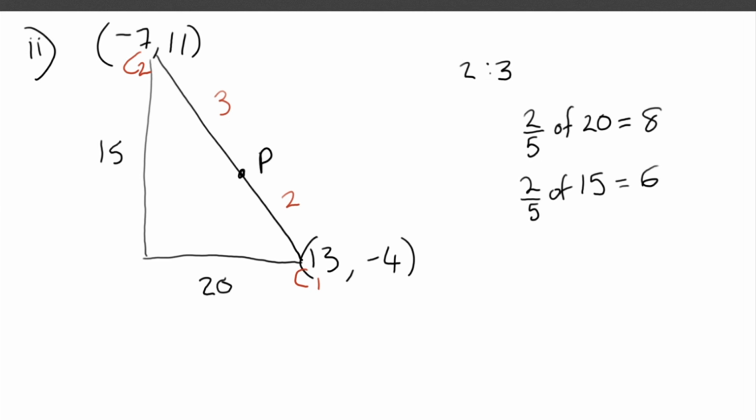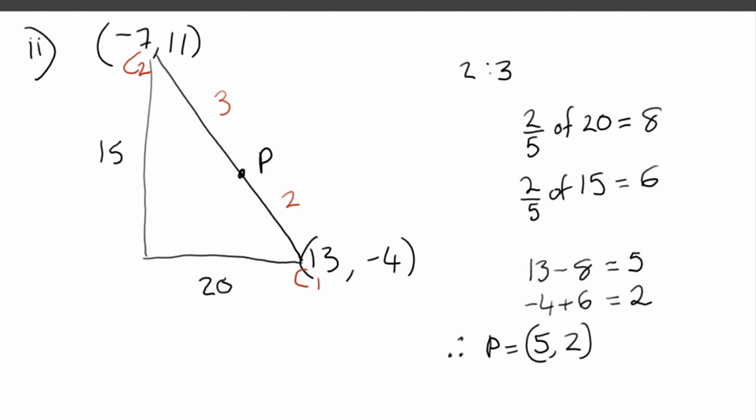So what I'm going to do now is, instead of moving 20 places to the left, I just want to move 8 places to the left. So I'm going to start off with my x value of 13 and I'm going to subtract 8. And I get 5. Then instead of moving up 15 places, I only want to move up 6 places. So I'm going to do minus 4 plus 6, which is 2. That means the coordinate of P is 5, 2, because 5 would be how far across you go, and 2 is how far up. So that's our y value, the 2. So P equals 5, 2.